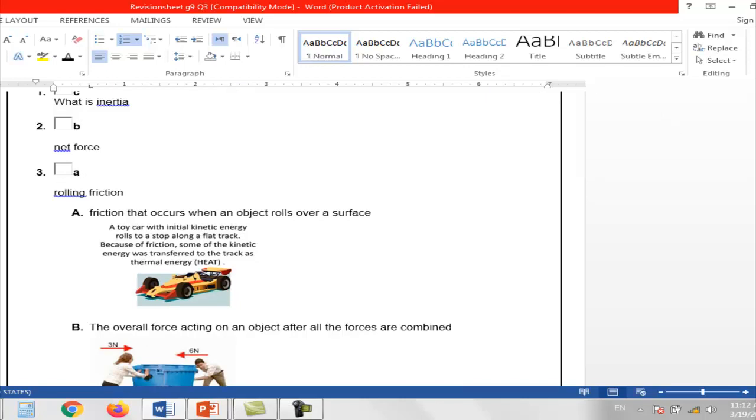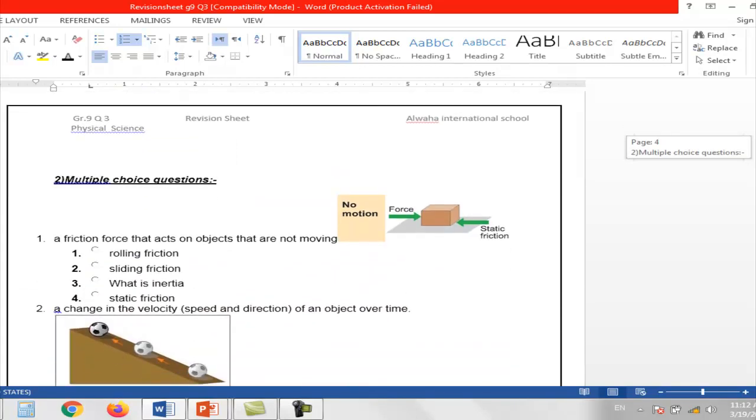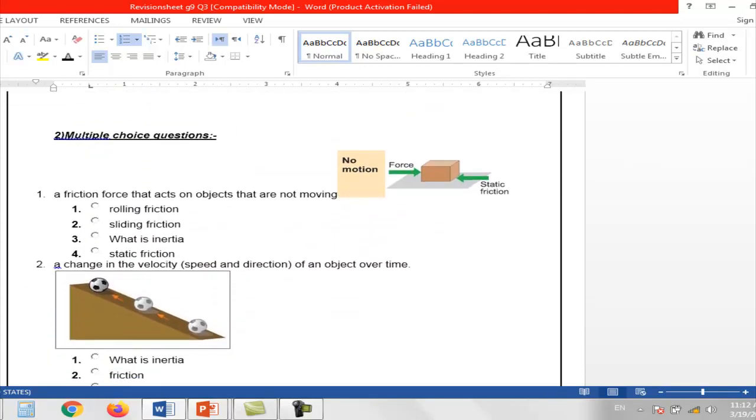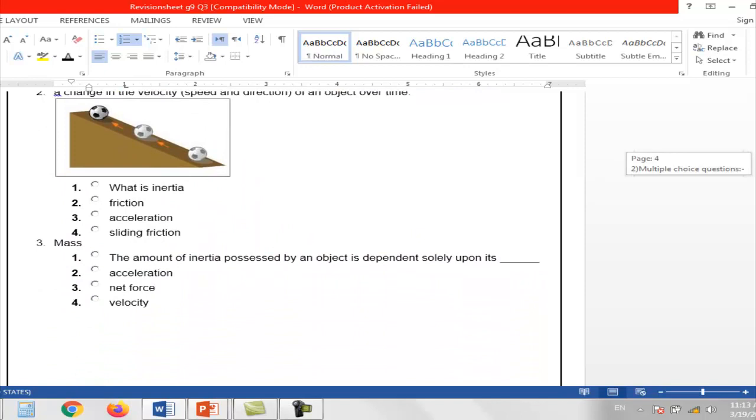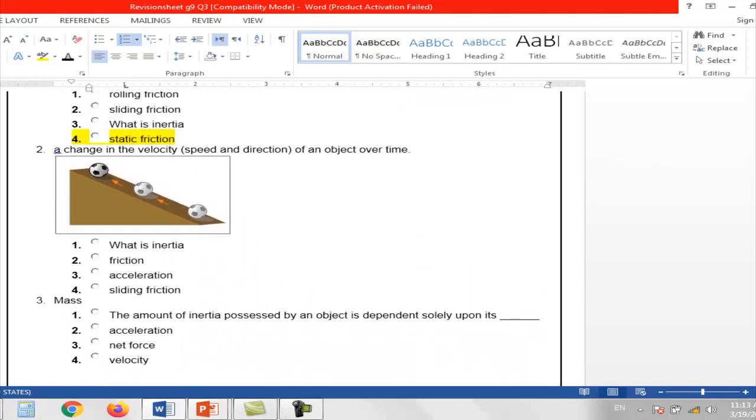Okay, let us see the second question. Okay, choose the correct answer. A friction force that acts on an object that is not moving. Rolling friction, sliding friction, or inertia, or static friction? Which one? Excellent. So number one, static friction. Okay. Number two, change in the velocity of an object over time. It will be, yeah, acceleration. So number two, it will be acceleration.